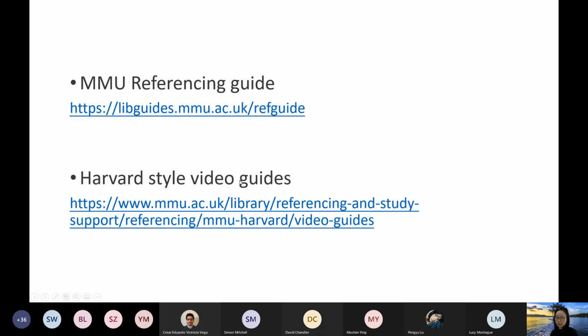Referencing guidance is particularly important. Again, it's in your handbook. Make sure you adhere to the reference style for your dissertation writing, which is indicated in your handbook. We do not accept other reference styles. MMU has a very comprehensive and easy to follow video guide on the reference style, so I suggest you take a good 20 minutes to browse these websites and to watch these videos thoroughly.